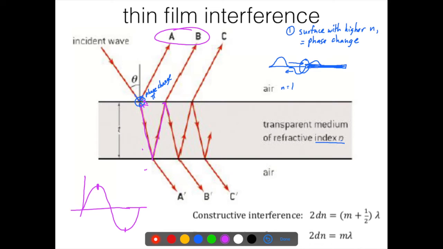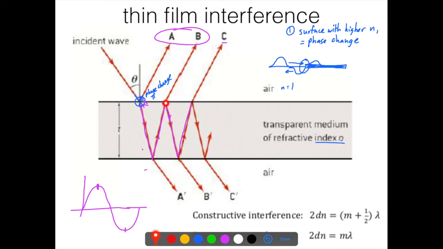Because the same exact thing is going to happen right here. Right? If A and B are constructive, then C will be constructive as well, because we're going to repeat the exact same process right there. If A and B are destructive, then A, B, and C will all be destructive. All right? So what we're looking at here is what is going to happen inside the thin film. That's going to make all the difference.